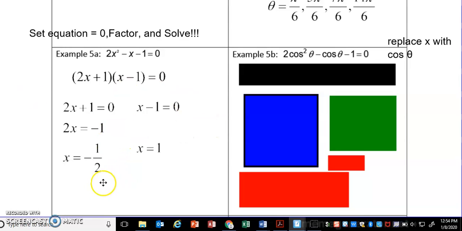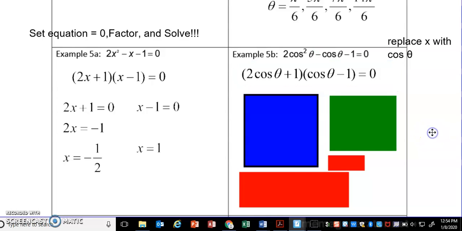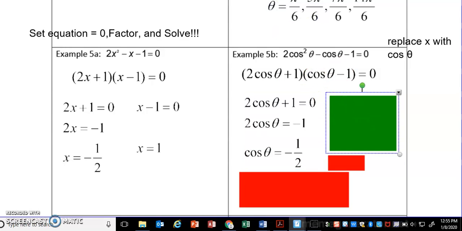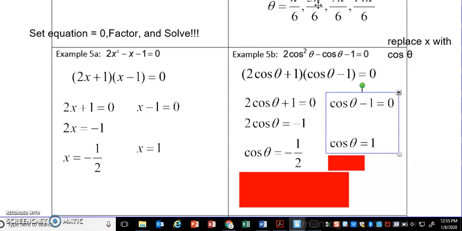So still replacing x with the cosine of theta. So when we factor it, we end up with those two factors, 2 cosine theta plus 1 and cosine theta minus 1, and then we solve. Notice I'm just replacing x with the cosine of theta. So as you do these, if you want to replace the trig functions with x and then go back and forth, that's fine ultimately as long as you understand what you're ultimately looking for. So in this case, we're going to have 3 solutions.